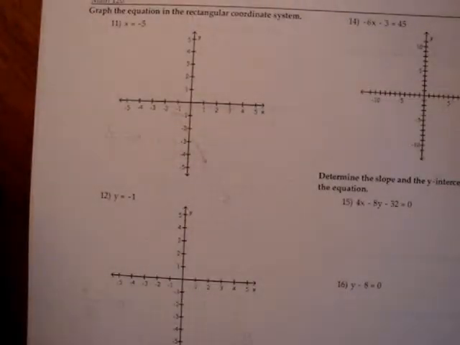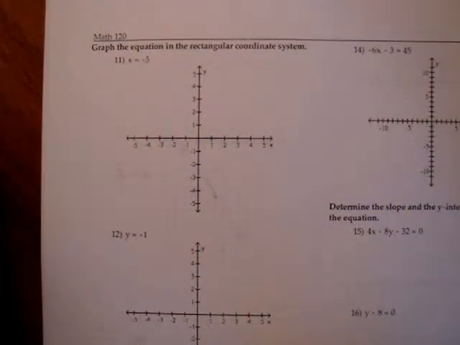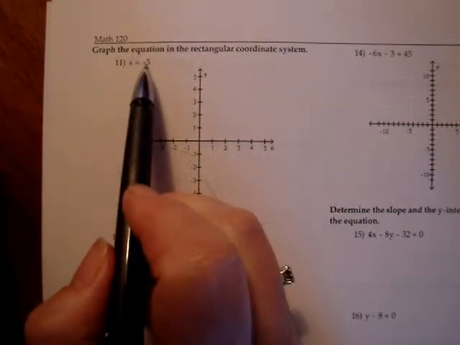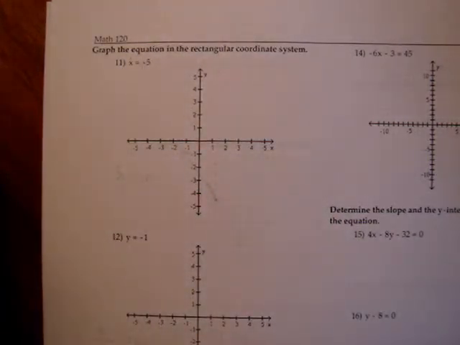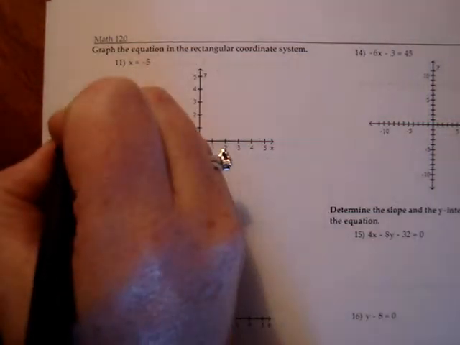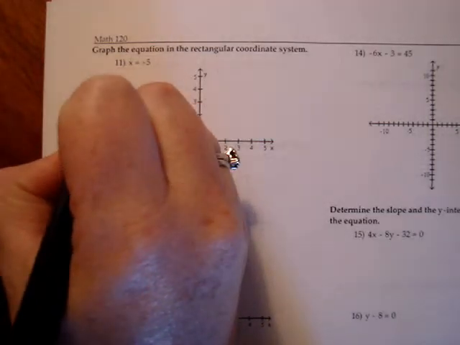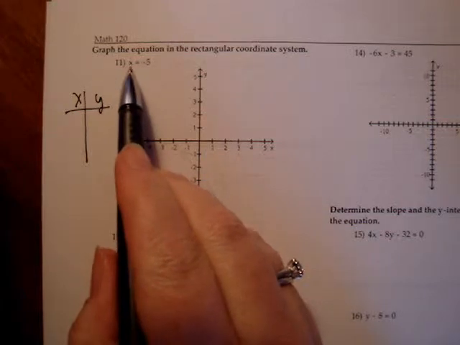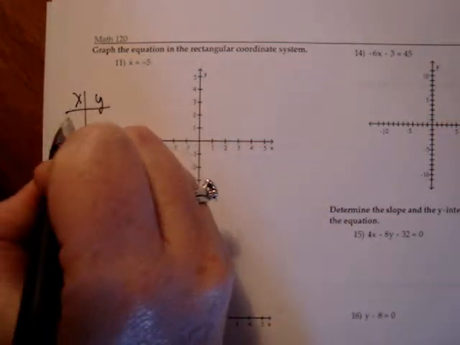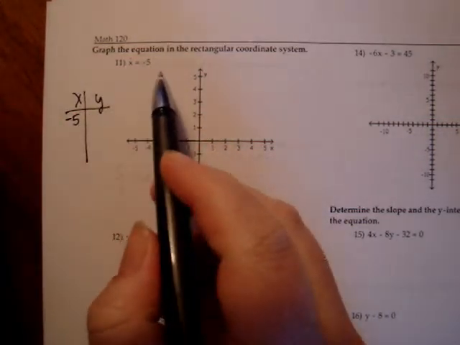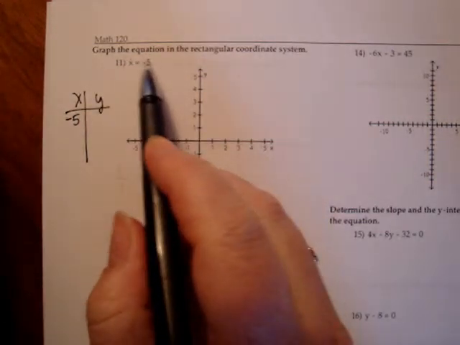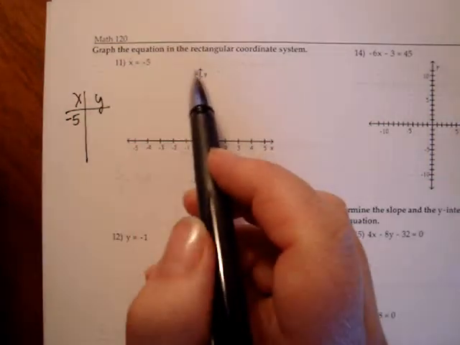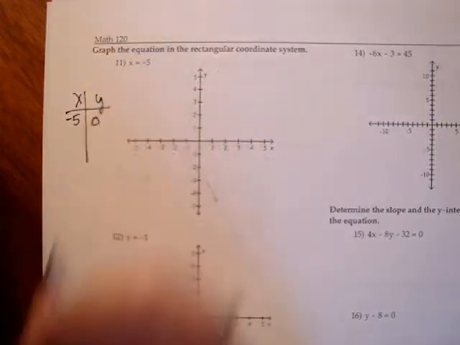So let's graph a couple. I am looking at number 11, and it says x is equal to -5. The most common mistake on here is to confuse the horizontal and the vertical lines. So here's a little hint. I make a little xy table, so x, y. And what this is telling me is x equals -5, so I put -5 where x is. Does it say anything about y? No. Is there a y in this equation? No. So that means y can be anything, so I'll put 0.